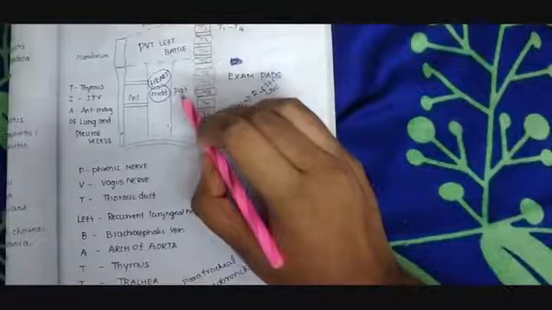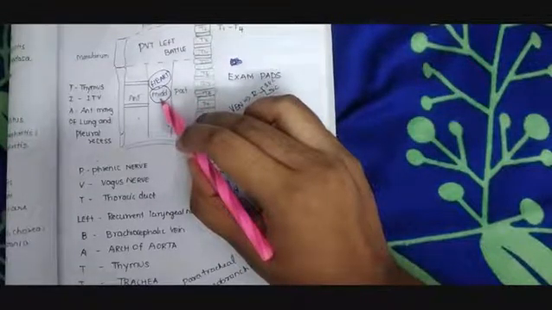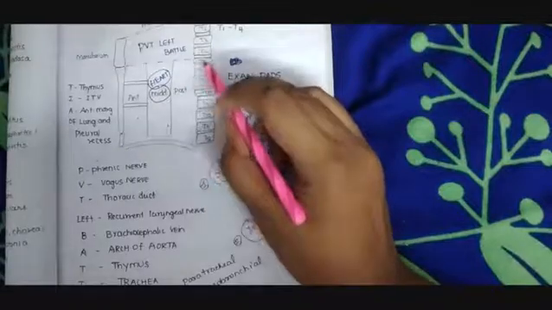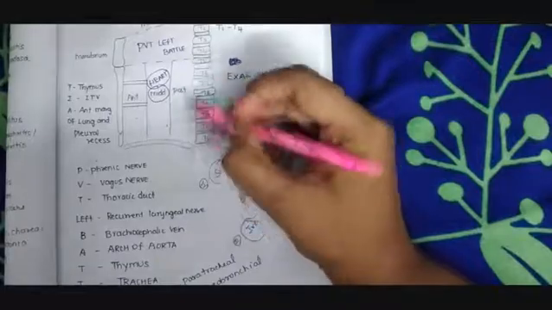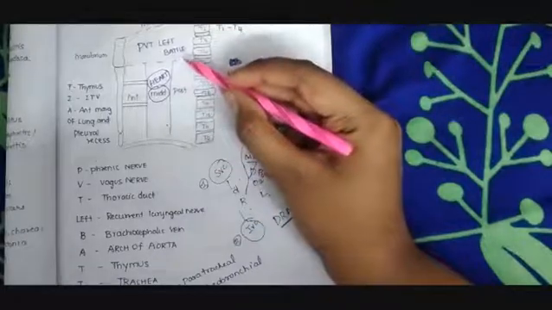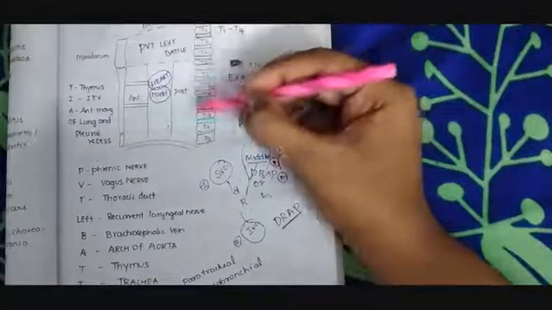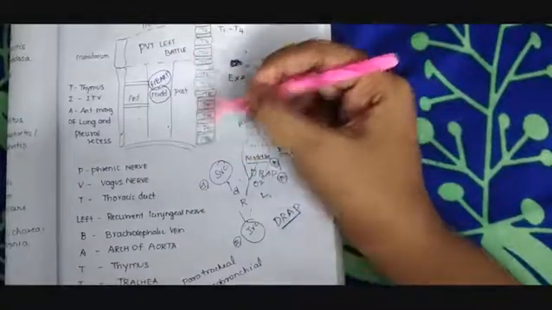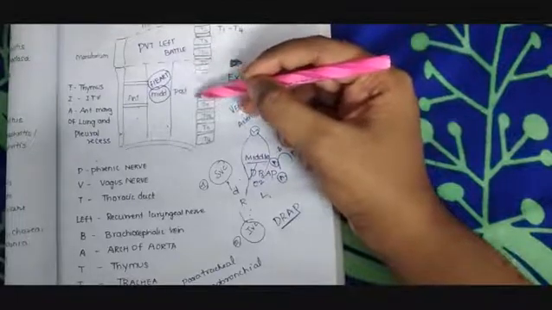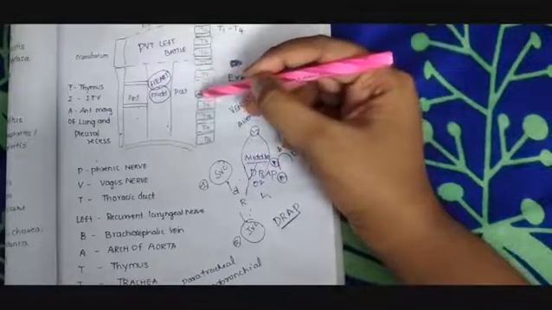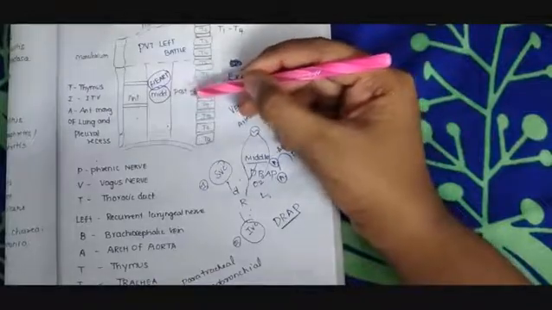This posterior mediastinum, anteriorly it is bounded by the middle mediastinum, posteriorly by the T5 to T12 thoracic vertebrae, above by the imaginary line which is connecting the sternal angle to the T4 thoracic vertebrae, and below by the diaphragm. So these are the boundaries of the posterior mediastinum.